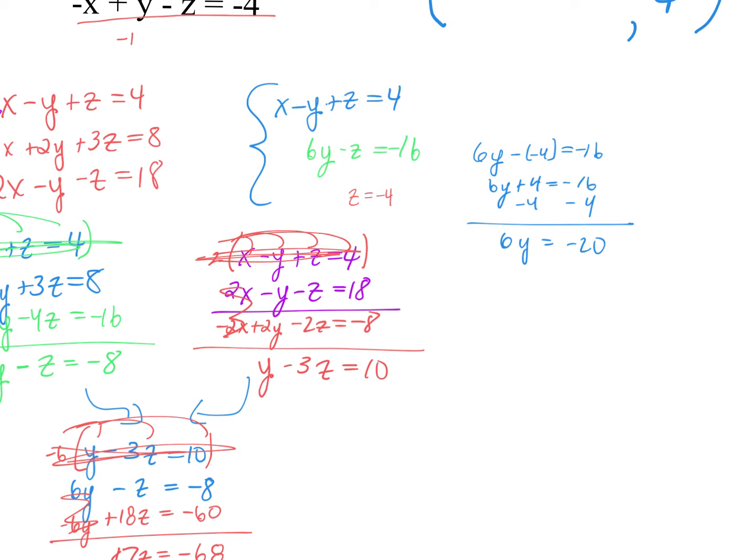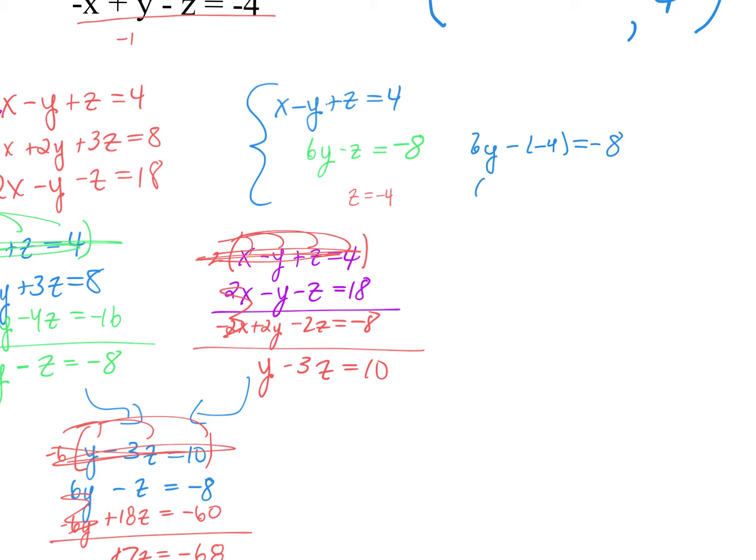Yes, you are right. Look, guys, this was negative 8, remember? I recopied the wrong number. Thank you. I was like, wait a second. Okay, so this is negative 8, right? Now when we plug in z, we have 6y minus a negative 4 equals negative 8. So 6y plus 4 equals negative 8. Yeah, it makes more sense now.